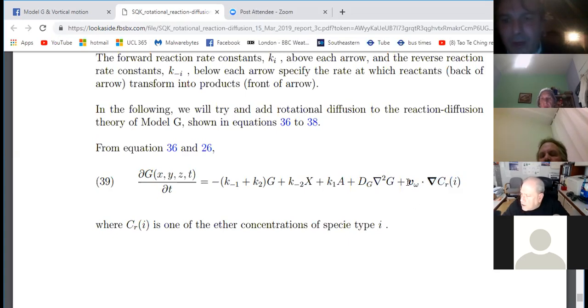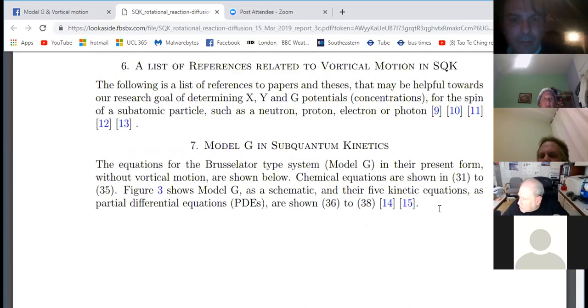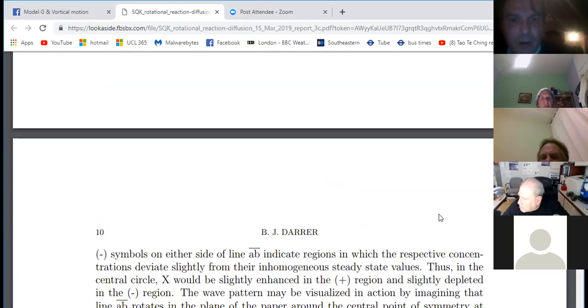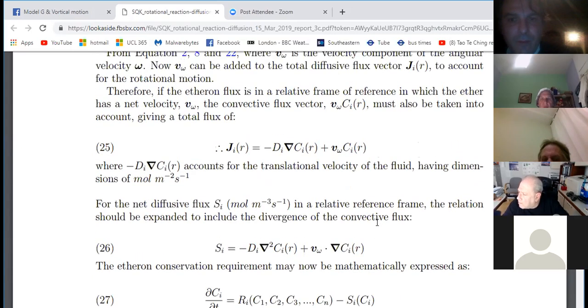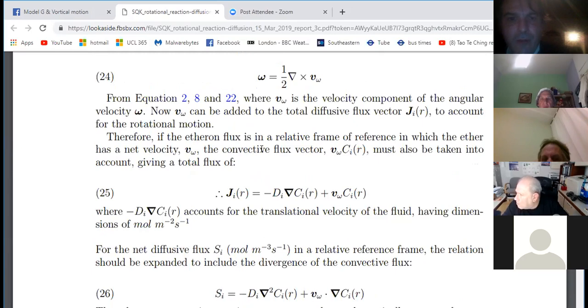So Paul LaViolette took this out when he did the original derivation. Paul had this as the convective term, not with the omega. It was just velocity, standard velocity. He had this term taken out because, if you look up here, where is it? So this term, where is it? Convective flux vector must also be taken into account.